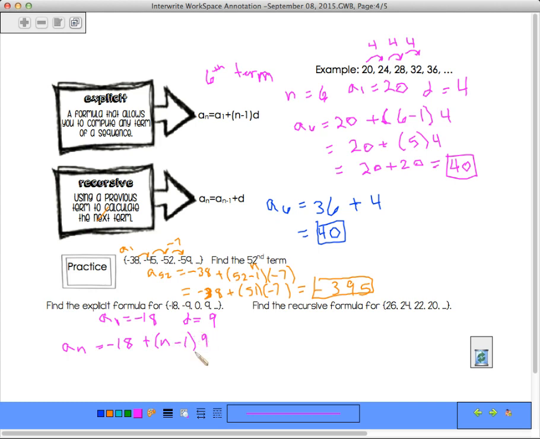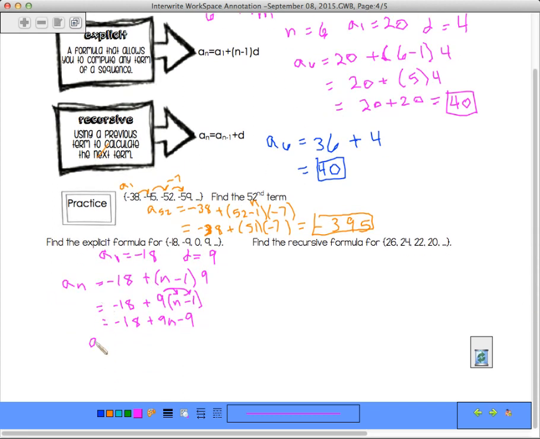Now we are just going to distribute, but if this bothers you having it behind it, because we're not used to seeing it that way, just rewrite it so it's in front of the parentheses: 9 times n minus 1. Okay, so that gives me negative 18 and then plus 9n minus 9 when I multiply. And then combining like terms, my final answer is a sub n equals 9n, and then negative 18 minus 9 is going to give me negative 27. That is my formula, and I could use that to find any term I wanted.